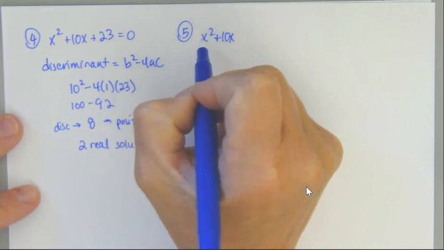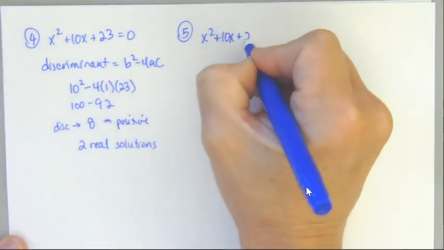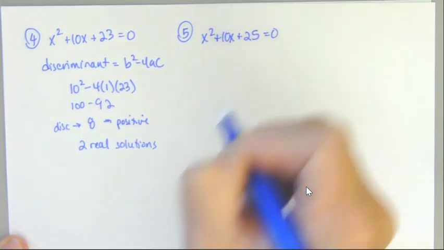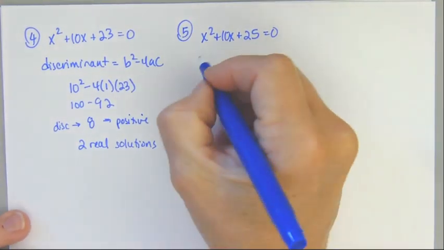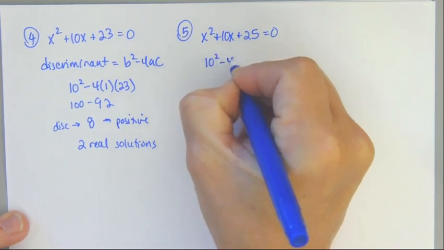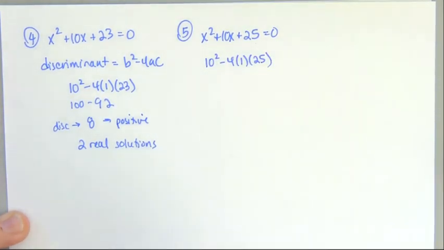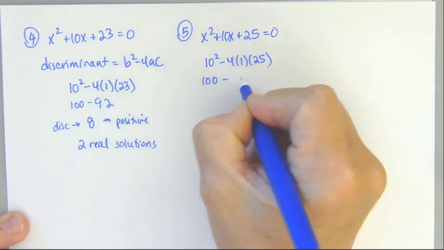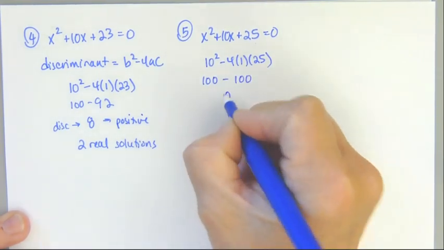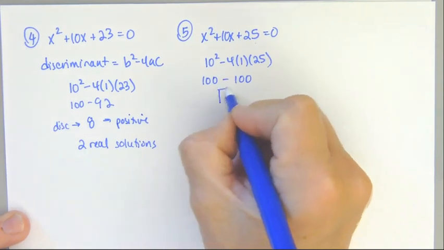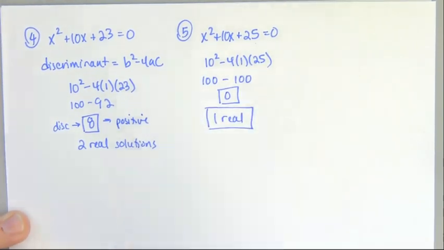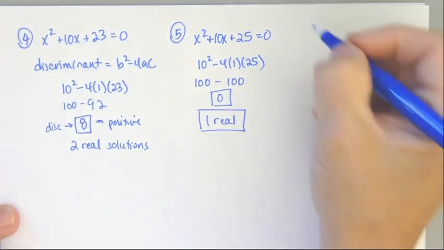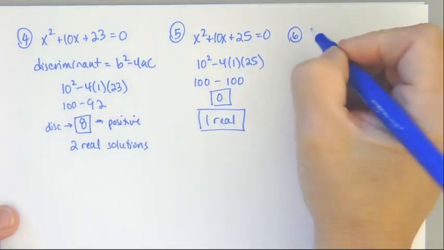All right, let's do another one. We've got x squared plus 10x plus 25 is equal to 0. So again, the discriminant is b squared minus 4ac. So I've got b squared minus 4 times a times c. So I've got 100 minus 100. That gives me 0. So my discriminant is 0 here, which means I'm going to have 1 real solution.